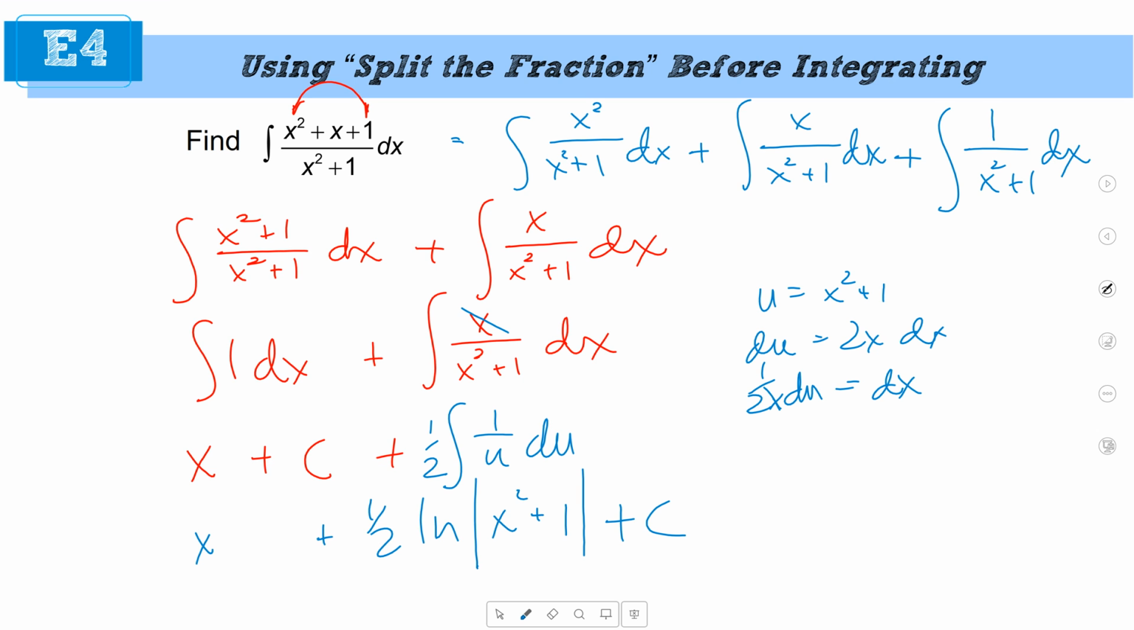Okay, so a different technique when working with this. This idea of splitting the fraction isn't new for us. What is new is the fact that we get down to something that involves the natural log integral, which is that 1 over u business.